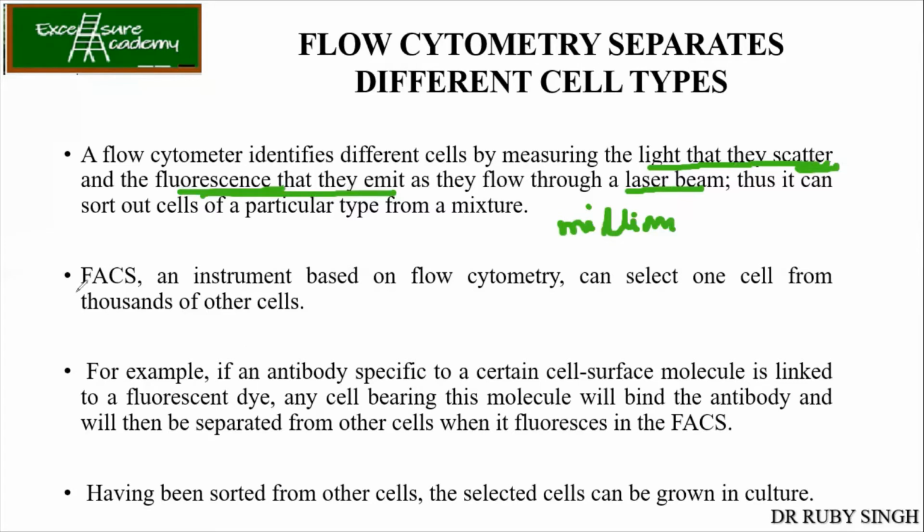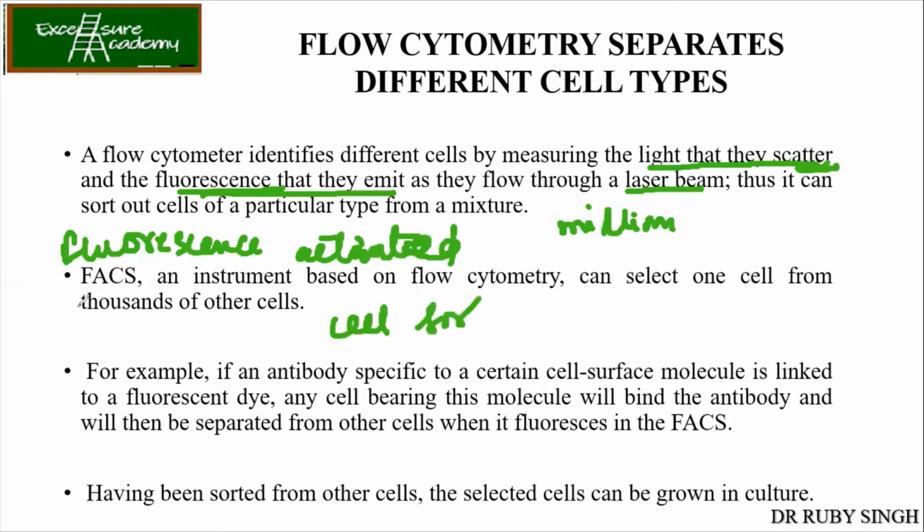Now FACS is the fluorescence activated cell sorter. So you are using the property of fluorescence in order to separate the cells from thousands of other cells.